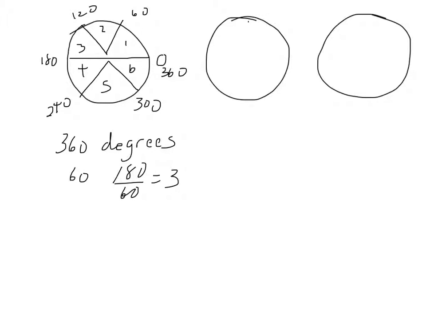So if I said graph the angle 120, I always start at 0, so I start at the positive side of the x-axis. That's my initial side. Positive angles go counterclockwise. So I would draw my angle to 120. So this would be my angle from 0 to 120.